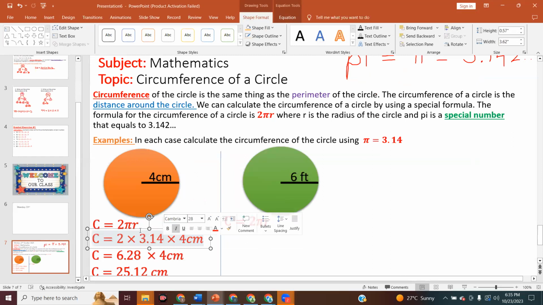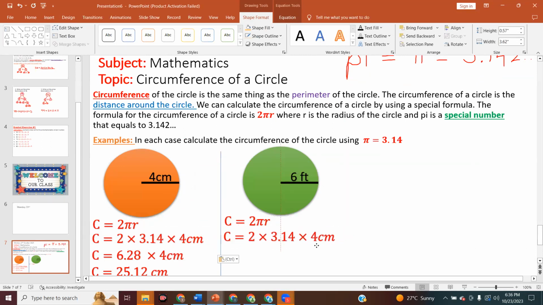And what is pi? What is pi? 3.14. So we have to change this to 6 feet. Good. So we have the circumference, C, equals 2, which is part of the formula, times pi, which is 3.14, times 6 feet.